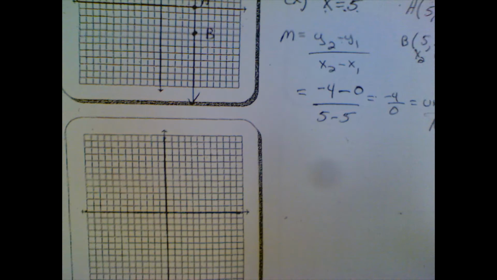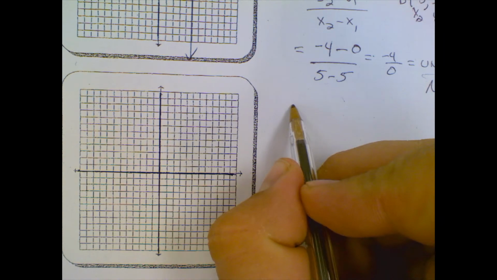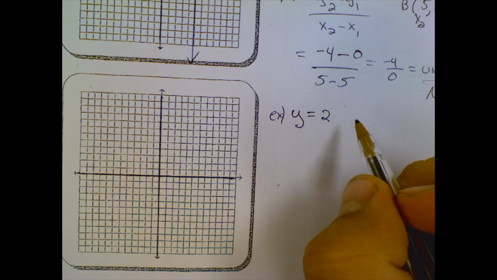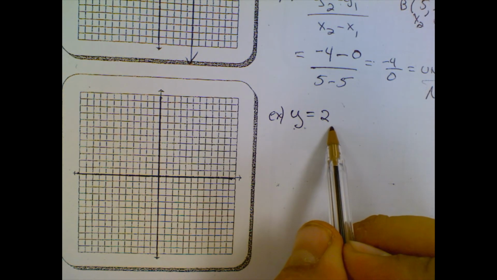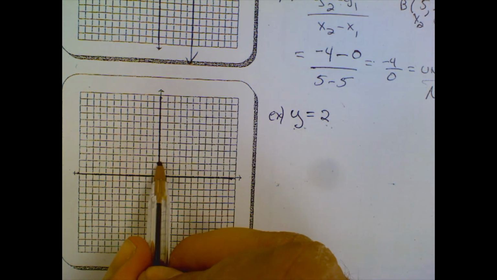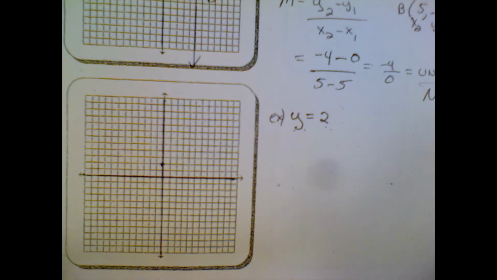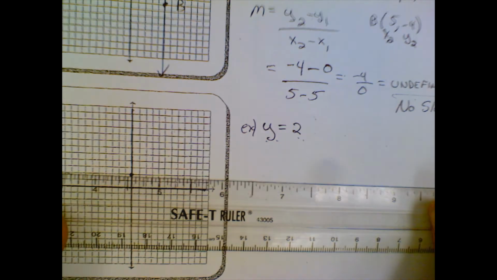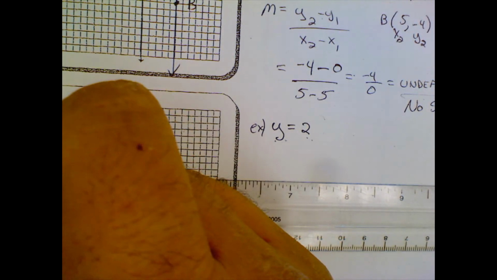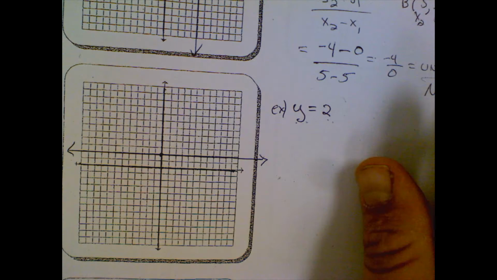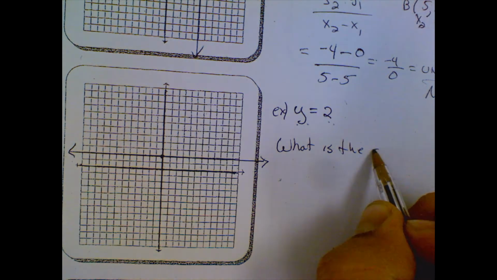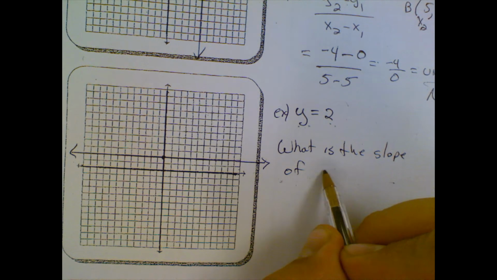Okay, real quickly, let's do a horizontal line. Remember, horizontal lines are for example, y equals 2. Horizontal lines have y equals a constant, and this constant tells you where it crosses the y-axis. So we go up to y equals 2, and we'll draw a horizontal line through y equals 2. Okay, so what is the slope of a horizontal line?